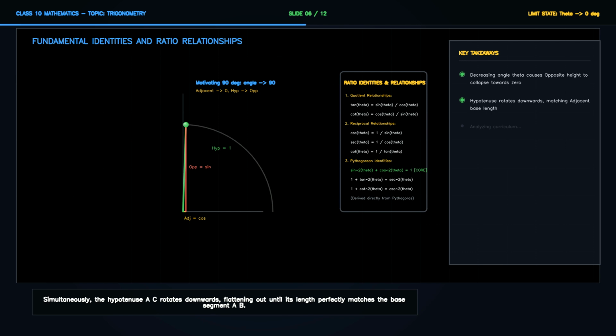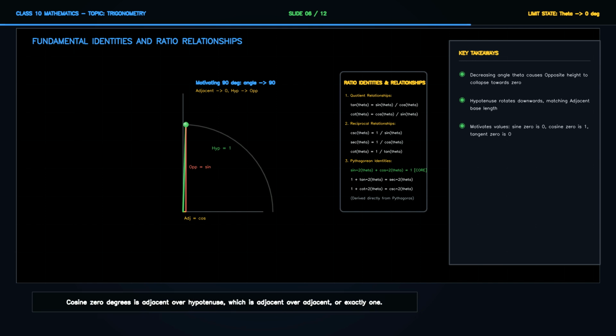AB. In this limiting boundary state, the opposite side becomes 0, and the adjacent side and hypotenuse become equal in length. Applying our ratio formulas to this 0-degree state, sine 0 degrees is opposite over hypotenuse, which is 0 over hypotenuse, or exactly 0. Cosine 0 degrees is adjacent over hypotenuse, which is adjacent over adjacent, or exactly 1. Tangent 0 degrees is opposite over adjacent, which is 0 over adjacent, or exactly 0.